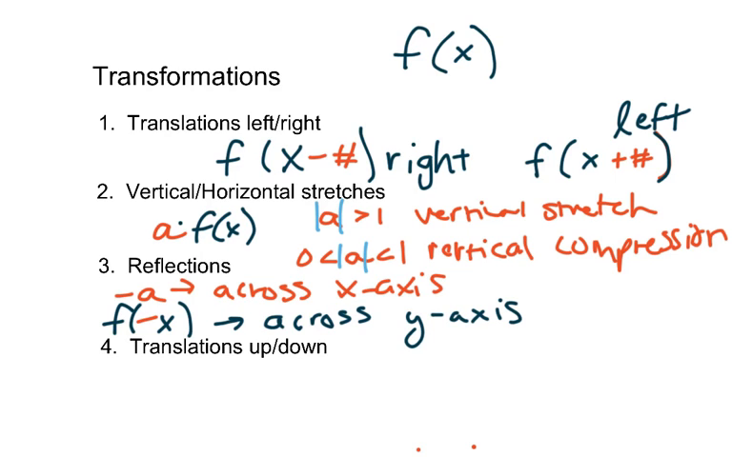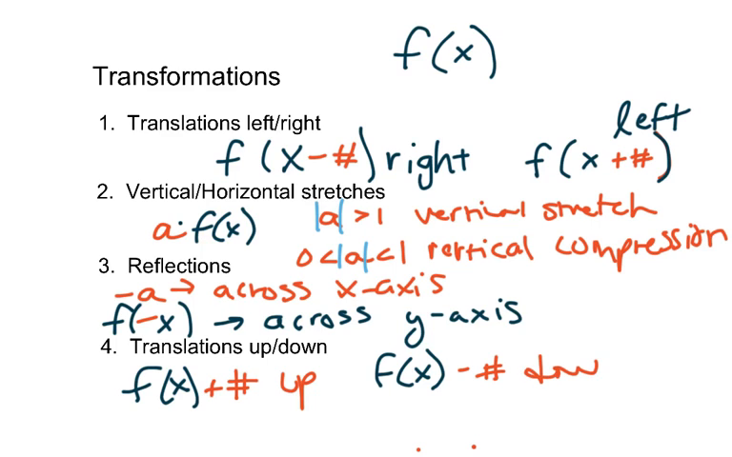Alright, and then your translations up or down is nice, because all it does is tack on a number afterwards, which would move it up, or tack on a number afterwards, subtracting, which would move it down. And you can always see if one of these works, because you can just graph each of them, the parent function and then the one with the difference in it, so that you can kind of tell.